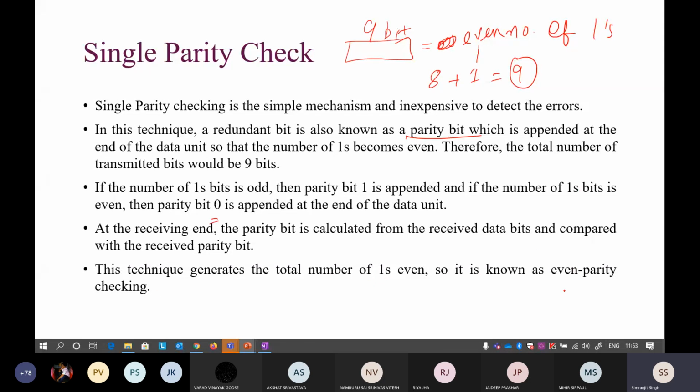So again, there is another method, that is odd parity checking. In this particular case, you just have to make the sequence odd. It is one and the same thing; by default it will be even parity, but if you want to change it, it can be odd parity as well.